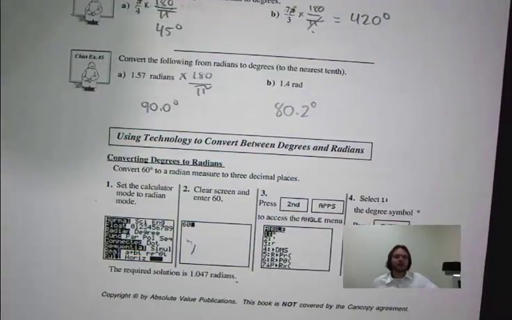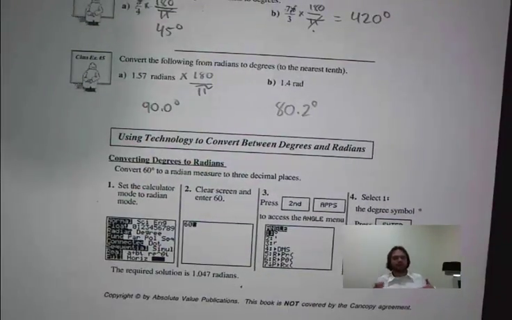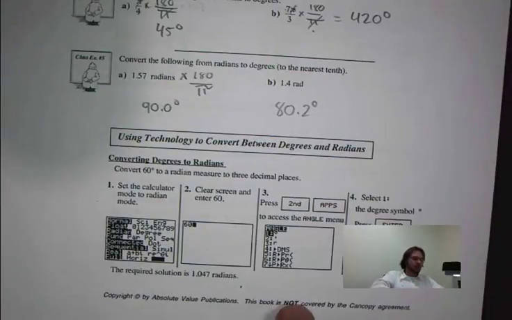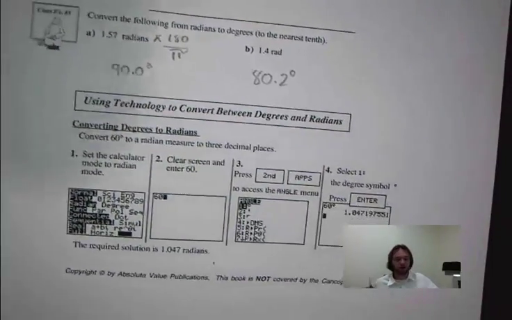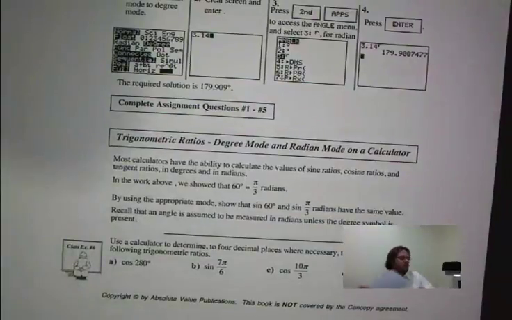Okay? Now this next part here is telling you how to use the calculator and to convert between degrees and radians in your calculator. Okay, I expect you to read that. Most of you know how to switch to degrees. Now you're going to actually sometimes switch back to radians.